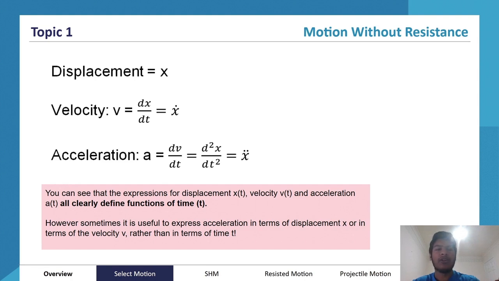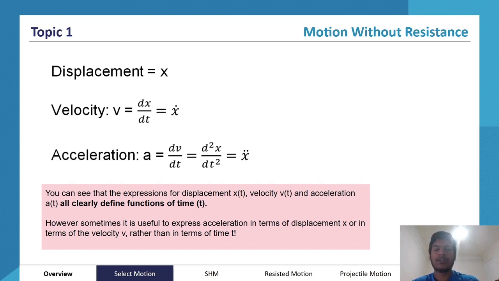Because we know that velocity is a time derivative of position, we can also express acceleration as a second derivative of position with respect to time, and so it's denoted as x double dot. Okay, so you can see that the expressions for x of t, velocity v of t, and a of t all clearly define functions of time. That is, they are dependent on time, and you see a t in the formula for them.